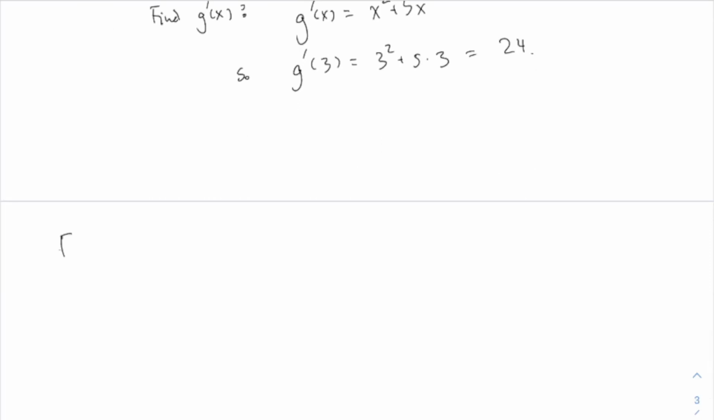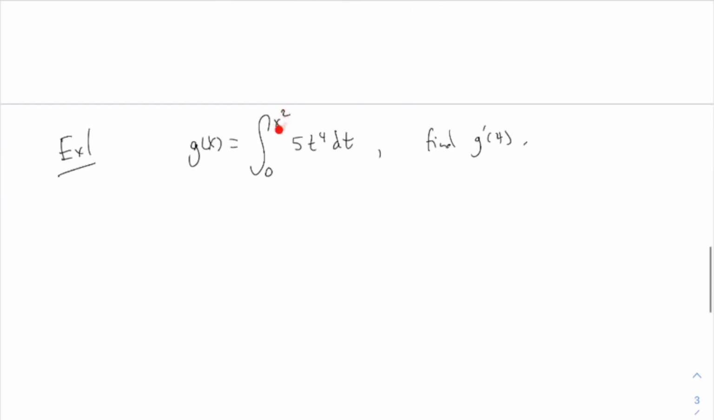Here's a harder one. It says, same sort of setup here, only it's like that. And I would like to find g prime of 4. All right. This is a harder one. What makes it harder is this, x squared rather than x. The fundamental theorem of calculus tells you what to do if it was just x up there. What if it's some other function? How do you handle that?